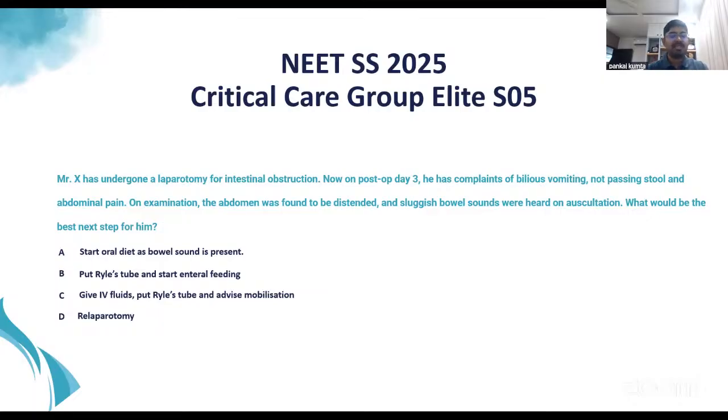Yes, and advise mobilization would be our answer, where you need adequate hydration, and a Ryle's tube to decompress the stomach generally and help reduce the distension, and advise mobilization. Yes, use of prokinetics may be helpful. Don't give the feed right away, and you need to wait on it before jumping in.